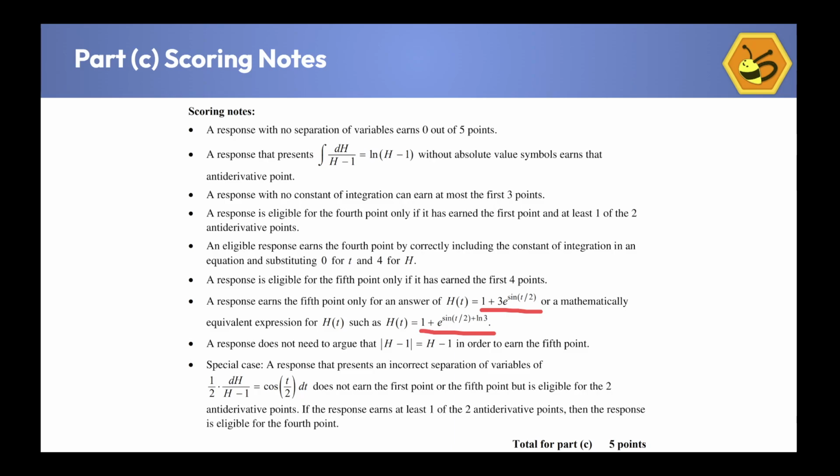I believe it is an AB topic about differential equations. It is still AB. That's all for this question.